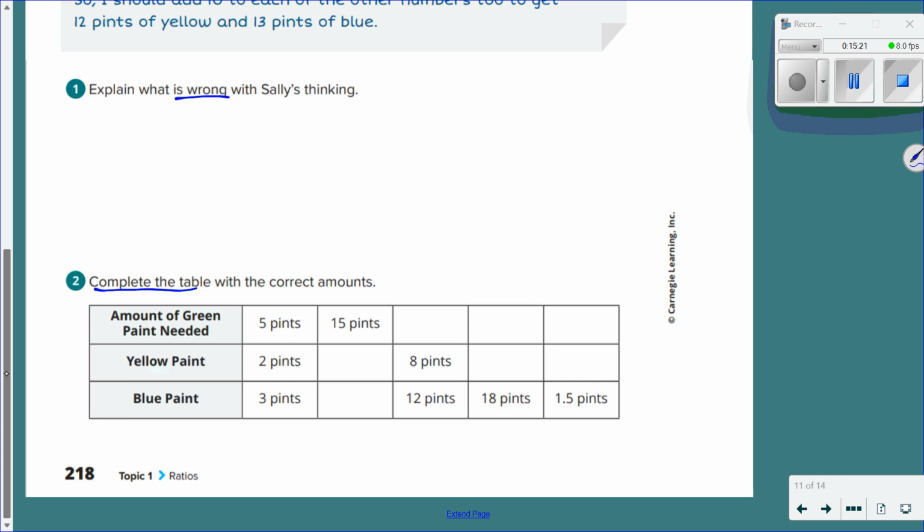So if I've already got 5 and I'm going to 15, what do I need to do? Times 3. So my work is going to be times 3. Guess what I'm going to do on the other ones then? Times 3 gives me 6 pints. And then times 3 gives me 9 pints. Does that make sense? So it's literally what we've been doing. We're just adding an extra layer to the table.